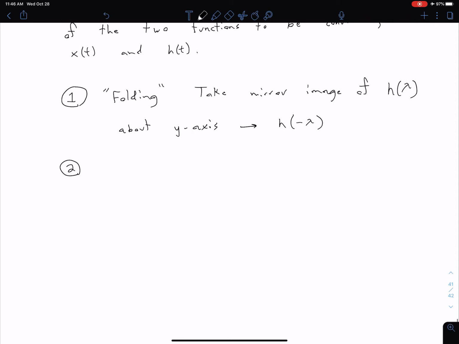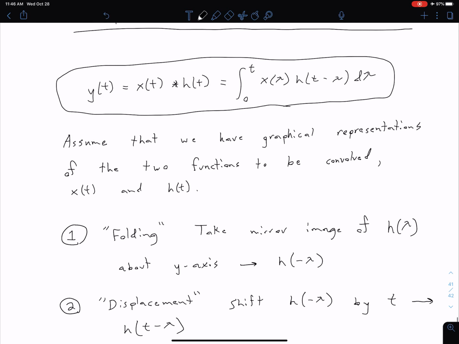Our second step is our displacement. In our displacement step, what we're doing is shifting our h of negative lambda by a value of t. So shift h of negative lambda by t, and what that gives us is our h of t minus lambda. Of course, you can kind of see where we're going. We're getting this in the form that we have here.